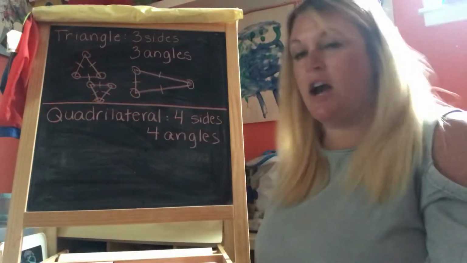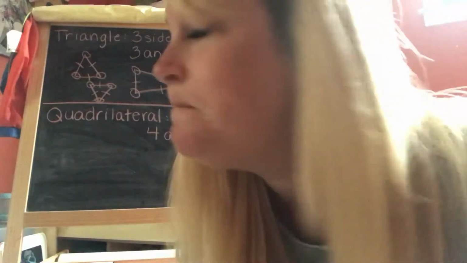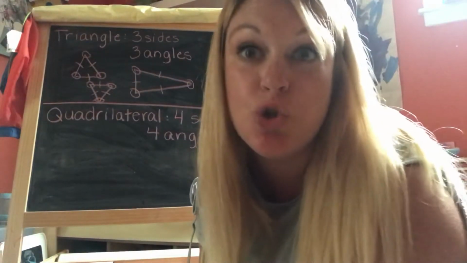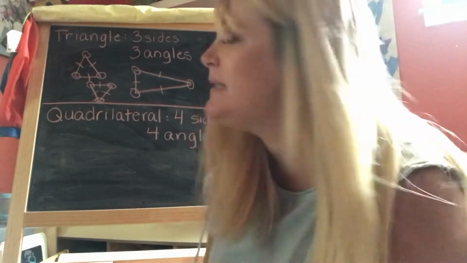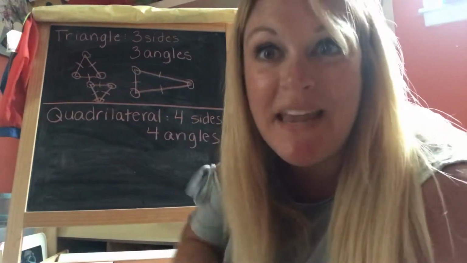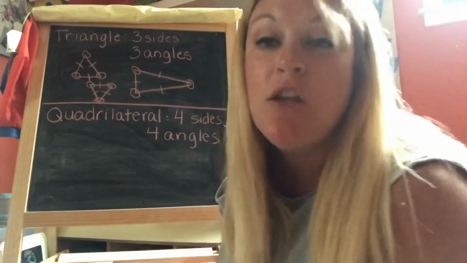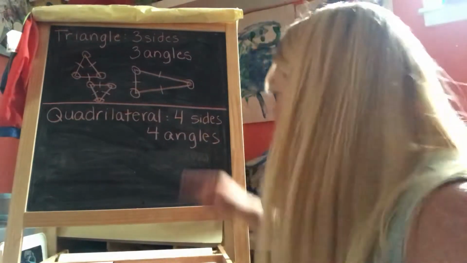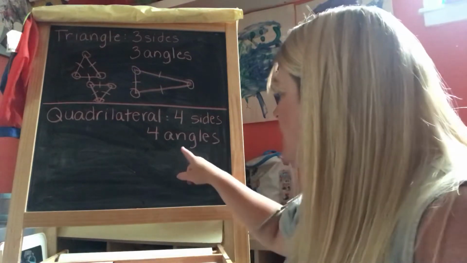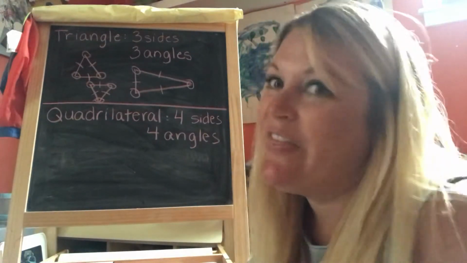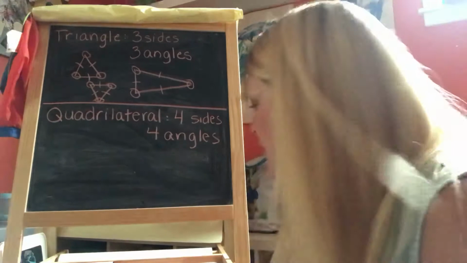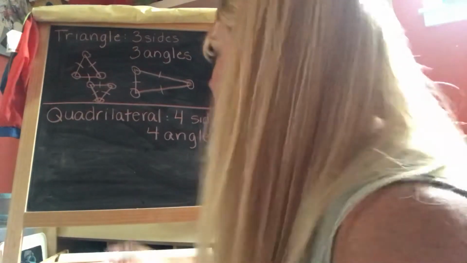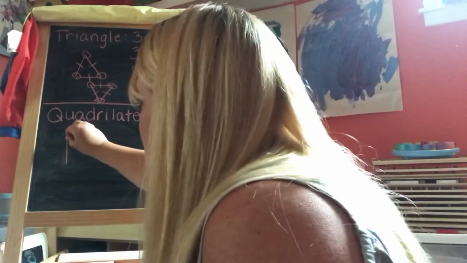The next one I want to talk about is a quadrilateral. Tri means three, like a tricycle has three wheels. Quad means four. So a quadrilateral, lateral meaning lines, has four sides, four angles. There's lots of different types of quadrilaterals. But just to have it called a quadrilateral, it could look like this.